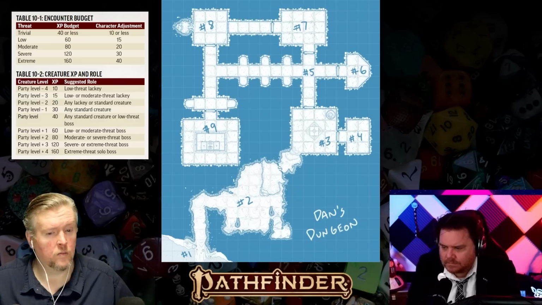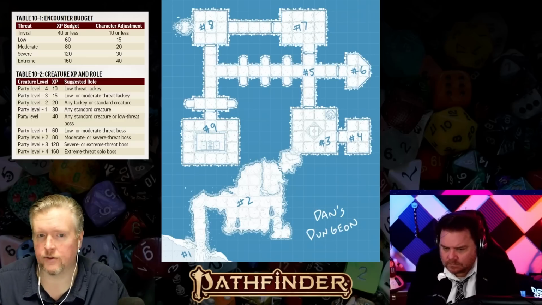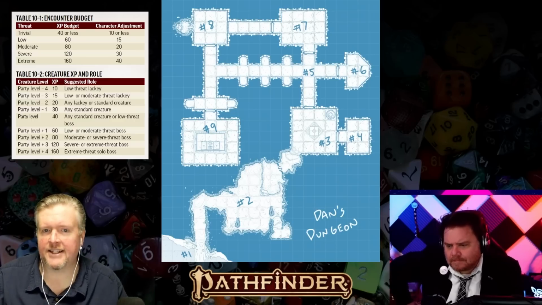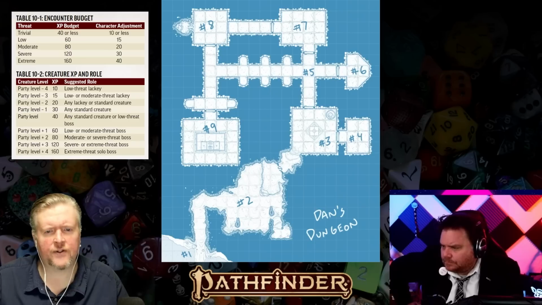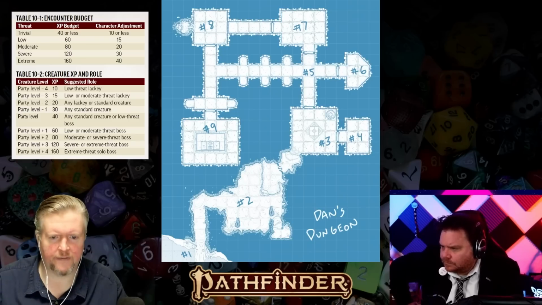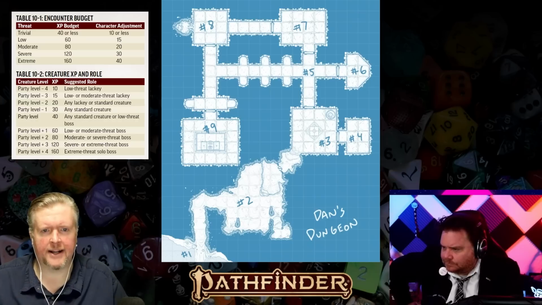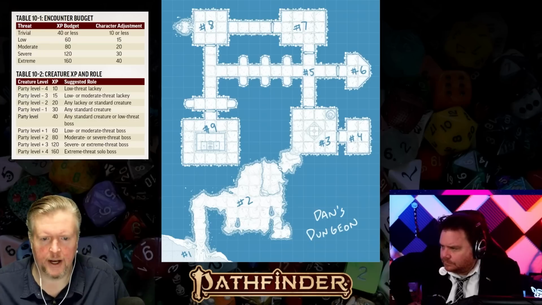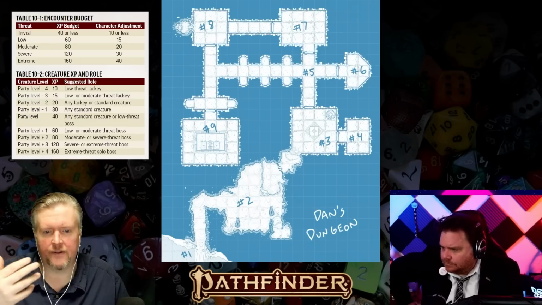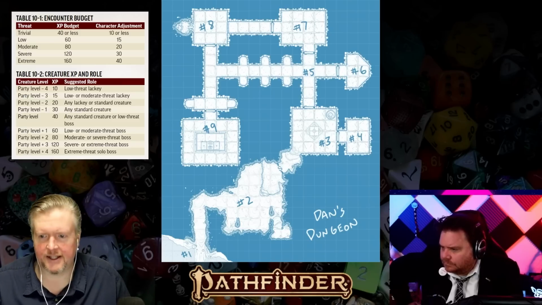So with that in mind, you can then start going, okay, let's say I want to build a low encounter. Now, a low encounter says it has an XP budget of 60. And it has a character adjustment in there. That's for if you have more than four characters. We're going to assume we just have four. Keep it simple. So if a low encounter has an XP budget of 60, then you start looking at table 10-2 to get an idea of what types of creatures you can put in the encounter to spend that 60 XP.